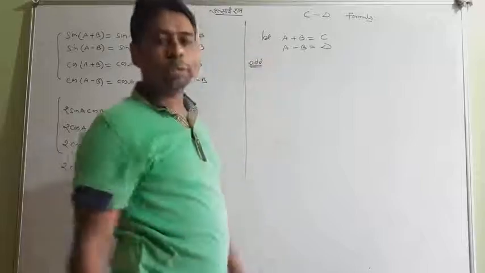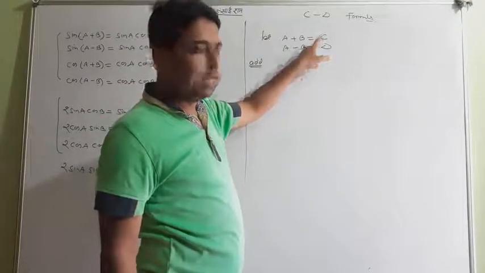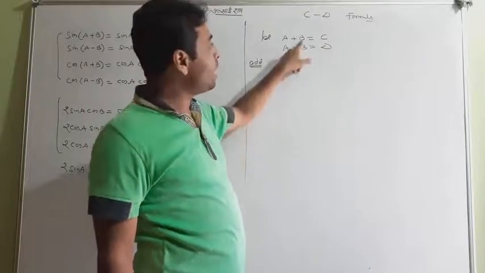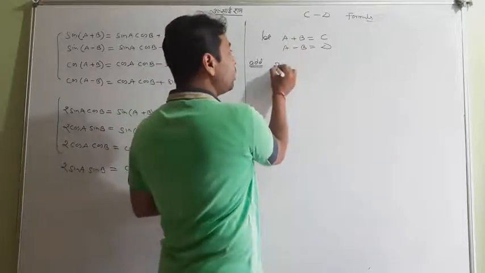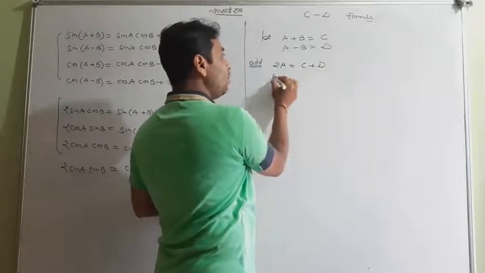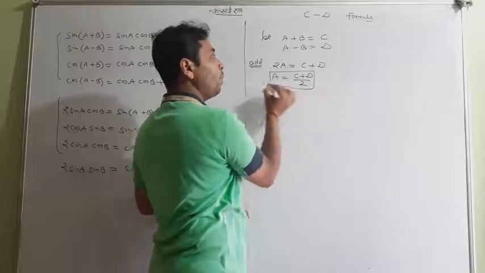What will we conclude? When you assume that A plus B is a new angle C and A minus B is a new angle D, I want to add them. So B and B will cancel, plus and minus will cancel. A and A will be 2A. C and D will be C plus D. So A will be C plus D by 2. You have got the value of A.